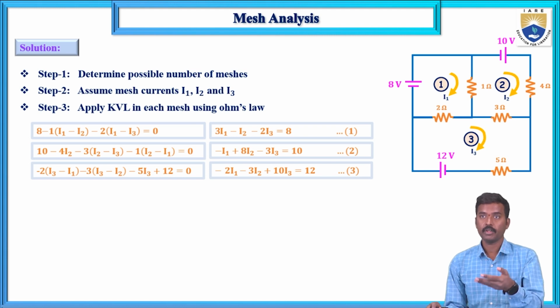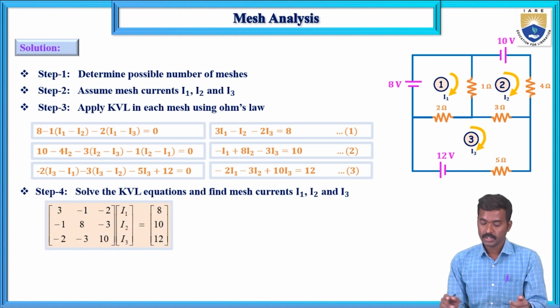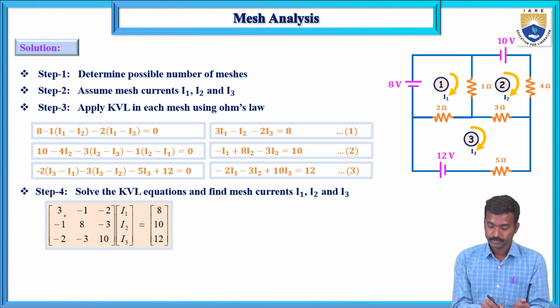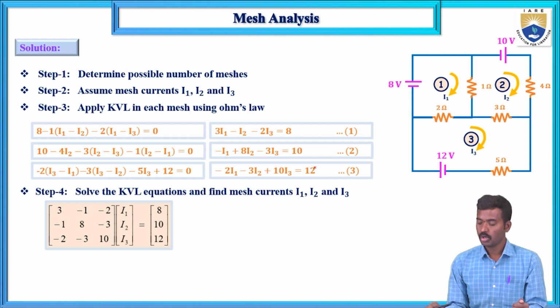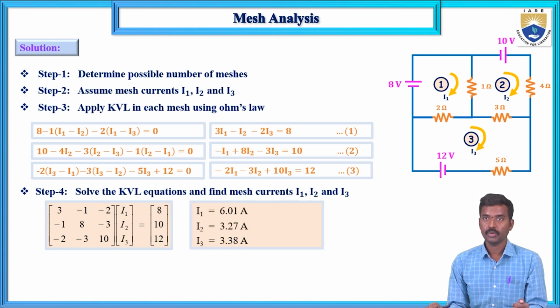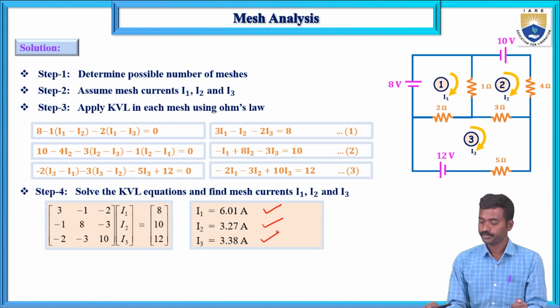Convert from equations to the matrix. The matrix is 3, minus 1, minus 2; minus 1, 8, minus 3; minus 2, minus 3, 10; equals 8, 10, 12. Solve this matrix. You will get I1 is 6.01, I2 is 3.27, I3 is 3.38.